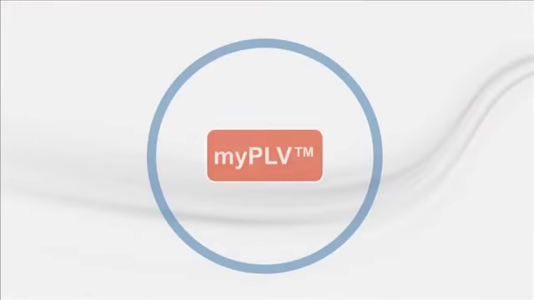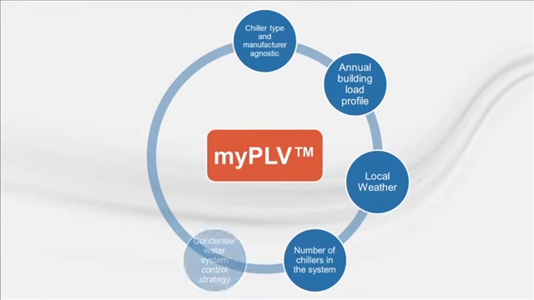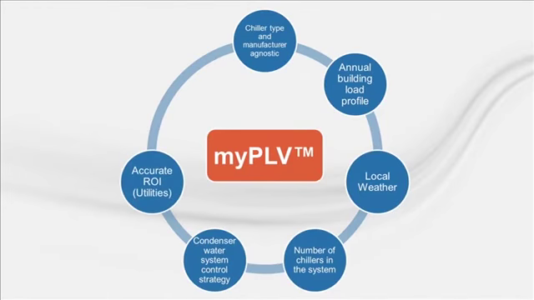Since MyPLV's goal is to provide an accurate analysis, the following criteria were included from the start: chiller type and manufacturer agnostic, annual building load profile, local weather, number of chillers in the system, condenser water system control strategy, accurate ROI analysis to guide users in best chiller selection, and easy to use if a whole building model isn't feasible. So there's the setup. Let's take a look at it. I'm going to move to the monitor and walk through an example, then explain the inputs in more depth after each section.